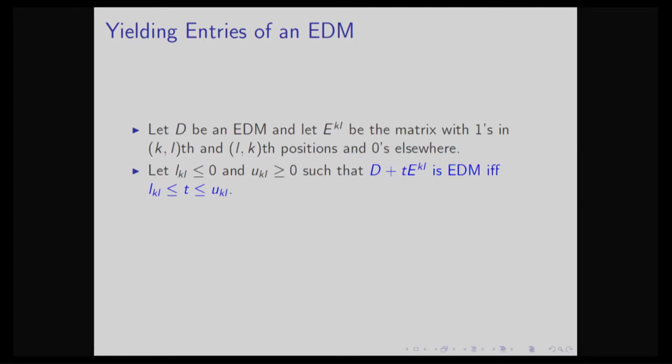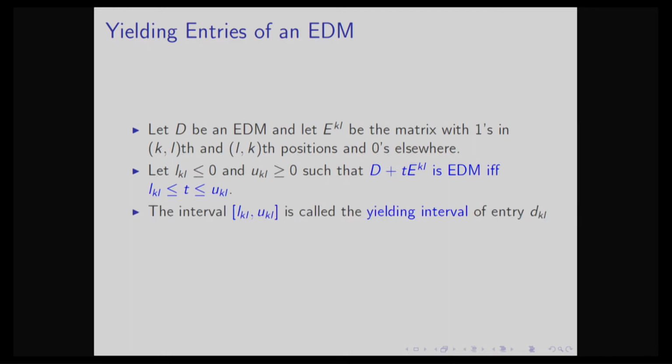Okay, so for this, we define this matrix E. E is all zeros except ones in the k-l-th and l-k-th position. And then we let these two numbers be such that D plus tE is an EDM if and only if t varies in this range. So this is a lower bound, this is an upper bound. Okay, so this means that you're only varying the k-l-th entry. You're not varying anything else. Everything is fixed except this entry.